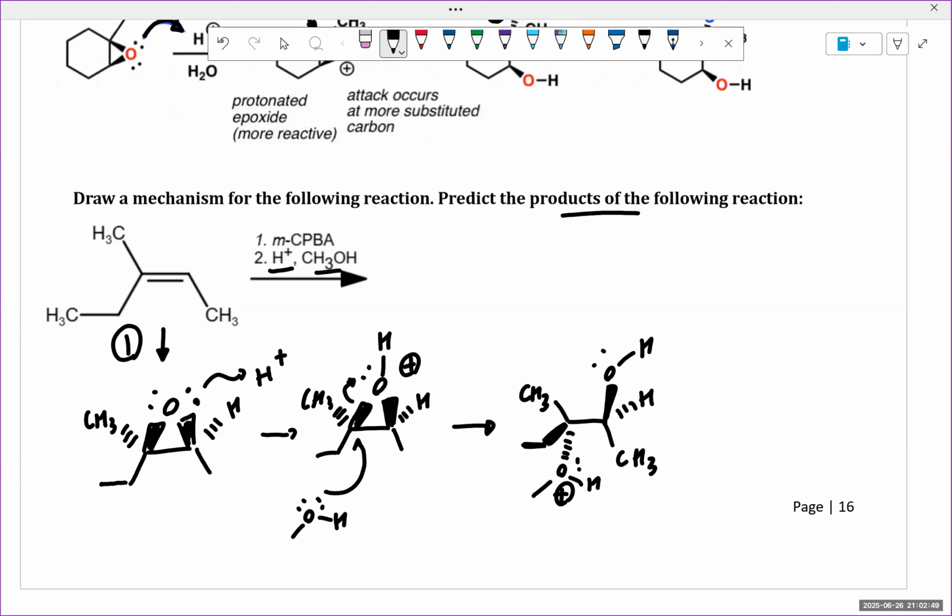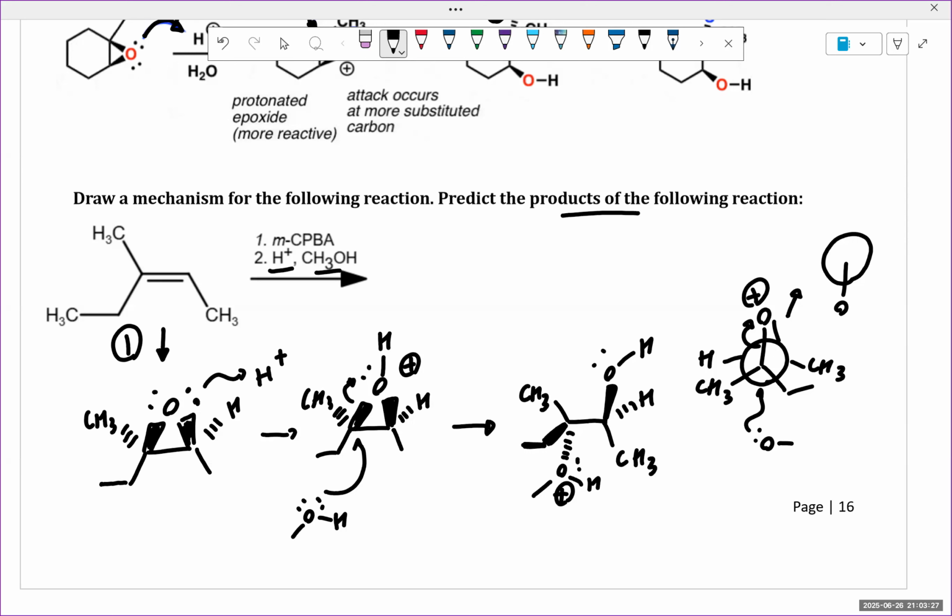One way that I like to visualize this opening is to think about it from the perspective of a Newman projection. So here's our epoxide. In this case, we have the ethyl group and methyl group. Here we have in the back the methyl group and a hydrogen. We open the epoxide, and that in turn, after opening, gives us something that looks like this.